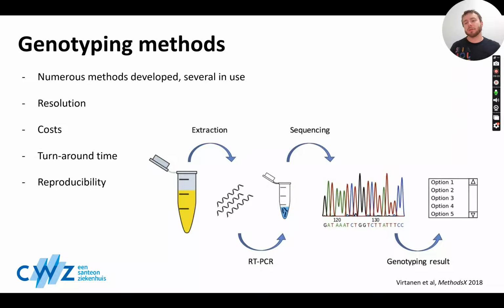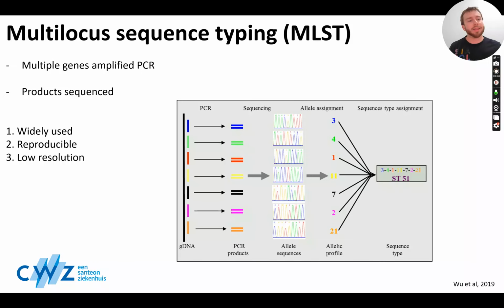And of course, what is important is also the reproducibility. Especially because when you are doing surveillance for a longer time, it's very beneficial that you can compare your current results with results from the past, or maybe even compare your results with other labs. So these are all aspects to take into account when you want to apply genotyping. And now I will discuss a few methods, the most important ones, that are still in use actually.